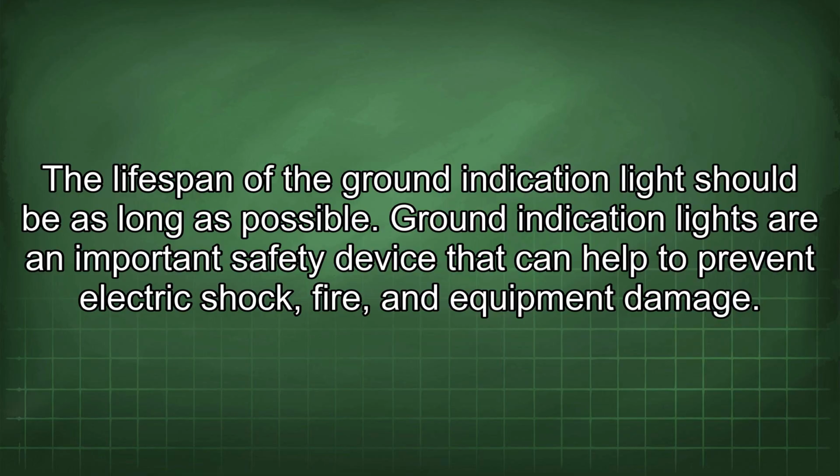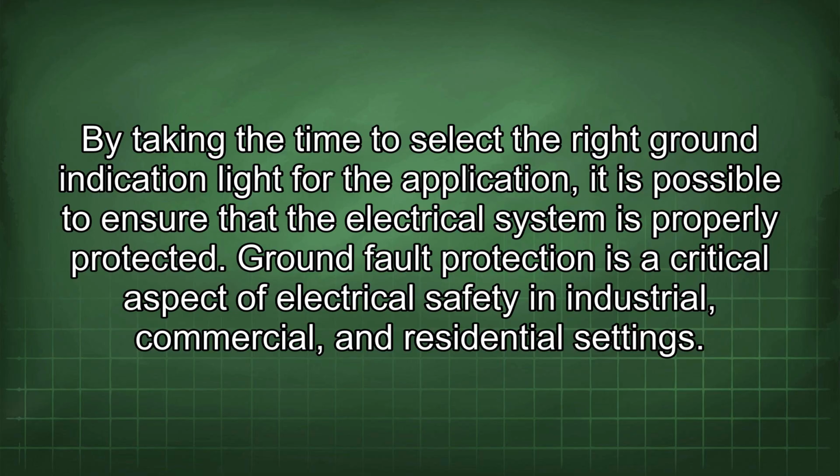Ground indication lights are an important safety device that can help to prevent electric shock, fire, and equipment damage. By taking the time to select the right ground indication light for the application, it is possible to ensure that the electrical system is properly protected.